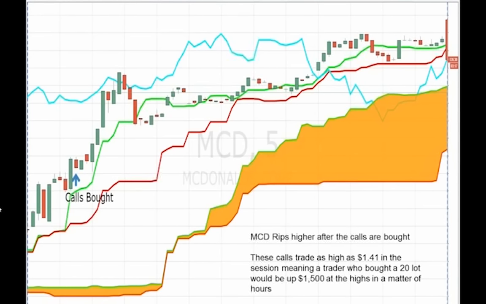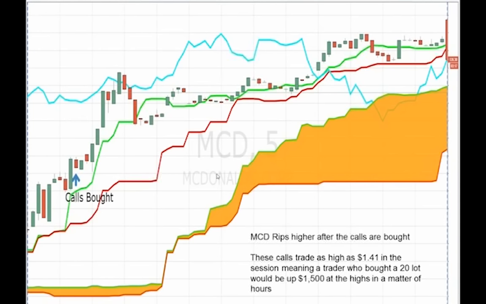Now, it's not all that simple. It's not just a matter of looking at the tape and taking every single large block trade that comes across. We're going to talk a little bit more about this as we get further into this. But this is the exact type of setup that I'm looking for. A big, huge bet with a lot of institutional money behind it in short-dated options or in more medium-term options. We're going to talk about that as well.